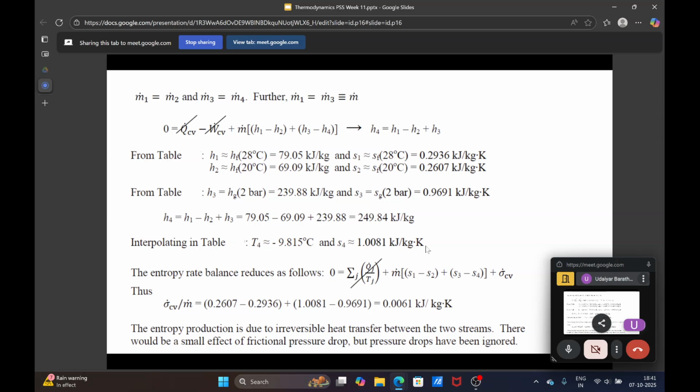So doing an entropy balance, since it is a steady state, ds by dt is 0, and there is no heat transfer happening across the system to the surrounding. So Q is 0, summation of Q by T is 0, plus the entropy change between the streams, which is m dot (s1 minus s2) plus m dot (s3 minus s4) plus the entropy generation. Rearranging, you get entropy generated per unit mass.